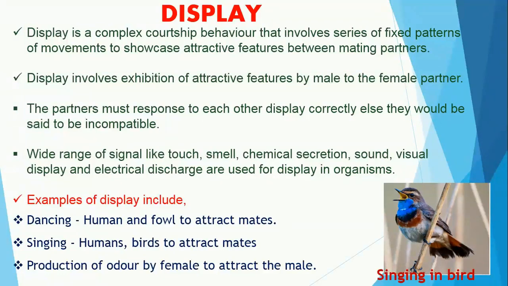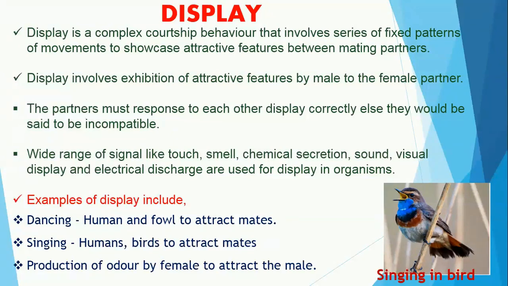You can see fowl dance in a circular way in order to get the female, the hen, in order for them to mate. Humans too can dance to attract one another. Singing, this is common among the birds. The male bird sings beautifully to attract the female bird. Now, it can also involve production of odor by the female to attract the male. This you can see in the goat.